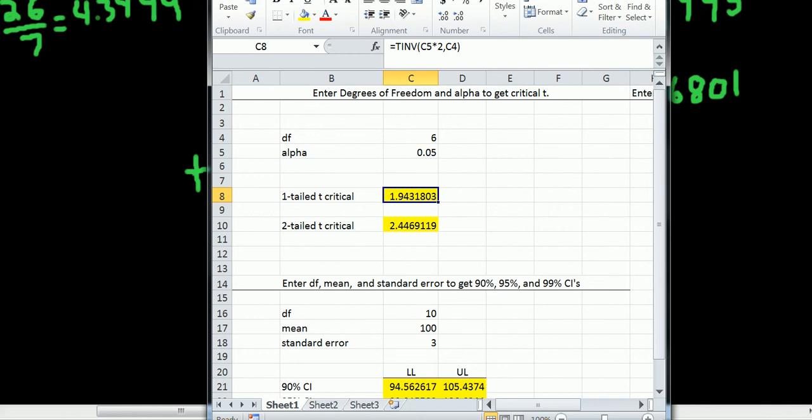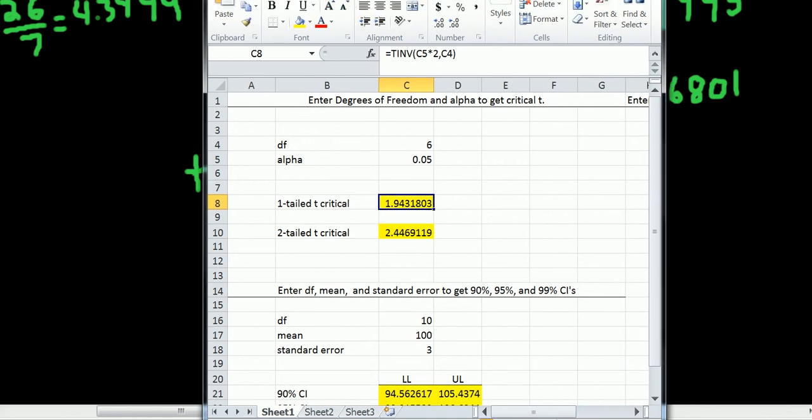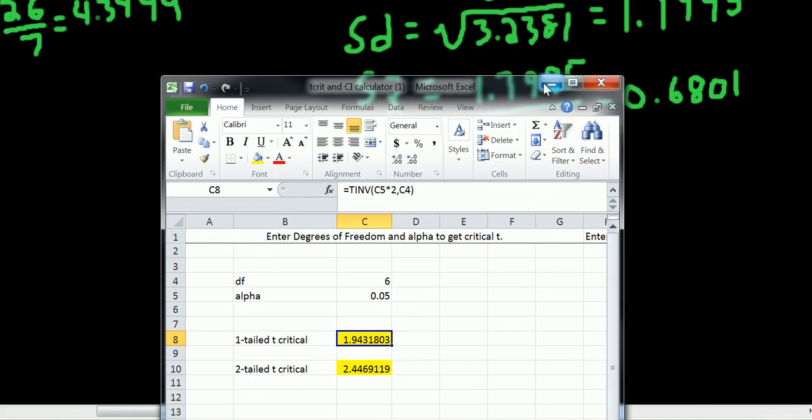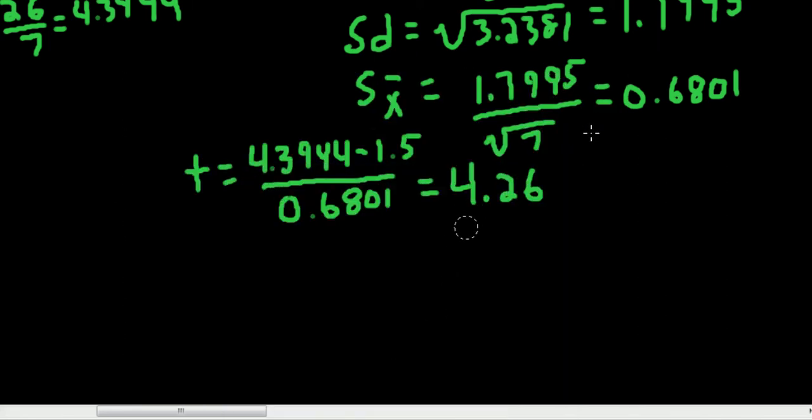And assuming we were doing a right-tailed test, meaning we expected the population from which the sample came to be significantly greater than 1.5, we would need to exceed 1.94 on the right-hand side of the distribution, which we clearly have done because our t observed is 4.26. So we would reject the null hypothesis.